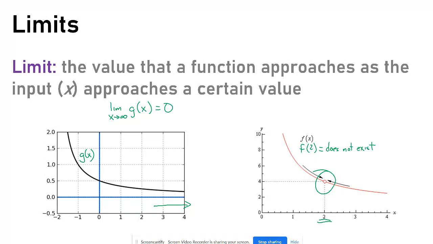However, we can see what the function is doing as x gets closer and closer to 2. And so that's where limits come in. We can say the limit of this function as x approaches 2 is 4. So you can see on both sides, as x gets closer and closer to 2, this curve gets closer and closer to 4. So we're going to look at a couple ways we can look at limits right now.